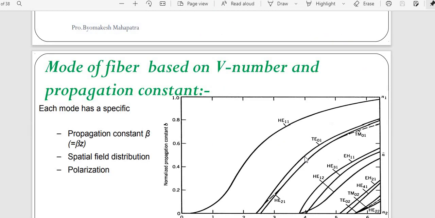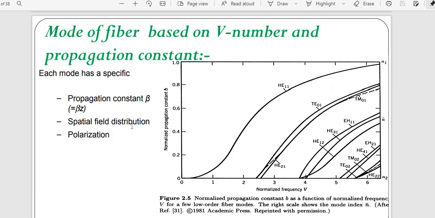Now we are going to see the concept of modes of a fiber based on V number and propagation constant. As you can see on the graph, students, this is the normalized frequency, and this is the normalized propagation constant. When the number of modes is increasing, as you can see from here, this is n2, this is n1, this is for core, this is for cladding. When we keep changing the mode, see HE22, TE02, LM value, TM, this is the electric component, this is the magnetic component, this is HE. HE means the TE component should be more than the TM component. Here we reverse: the TM component should be more than the TE component.